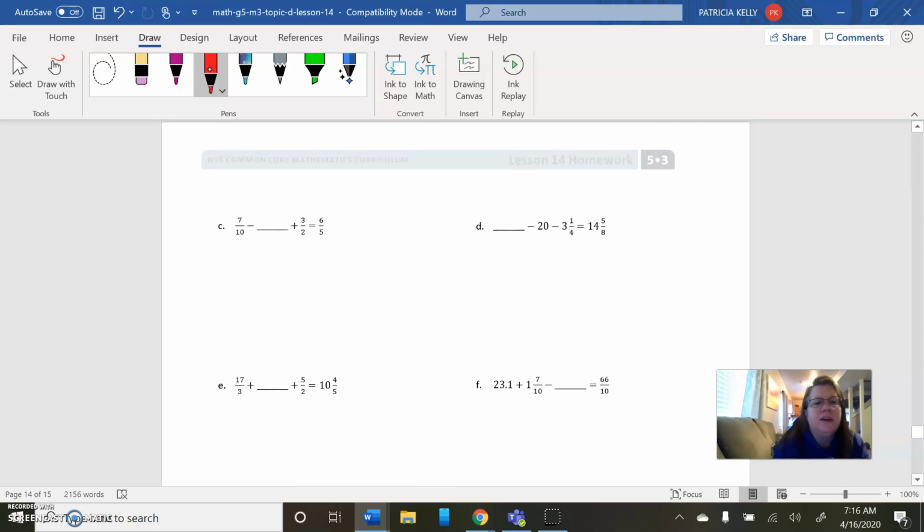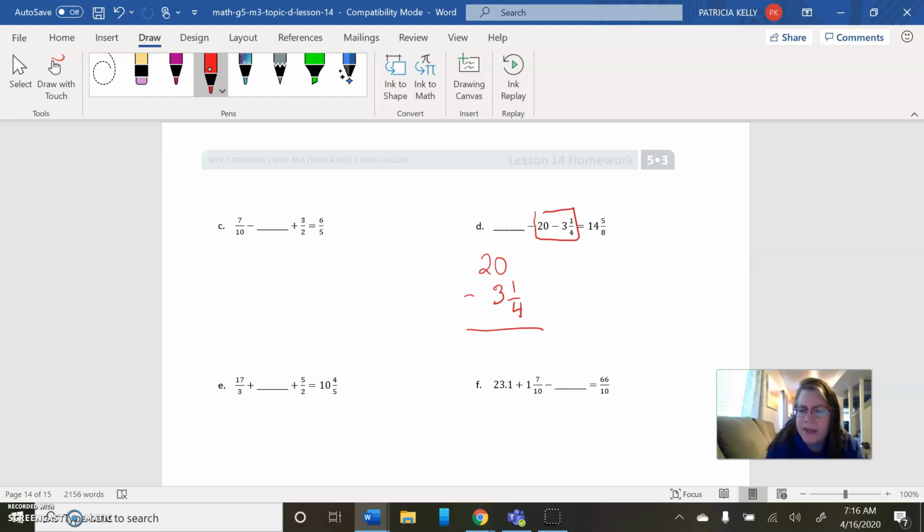Okay, so let's go ahead and start with D. Okay, and so as part of this diagram, we're going to have 20 minus 3 over 4. Okay, so let's take 20 minus 1 4. Okay, well, I've got 20 whole and minus a mixed number.